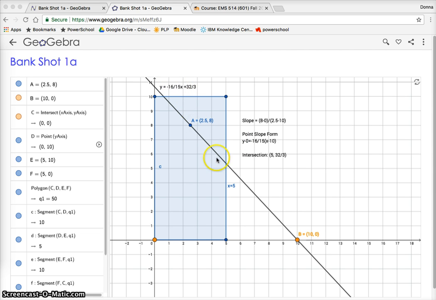Then I was able to find the intersection of x equals 5 and the line by plugging in 5, and I got the intersection. So this means that they should aim at 5 1/3 of the way, 5.3 of the way up from the edge of the pool table.